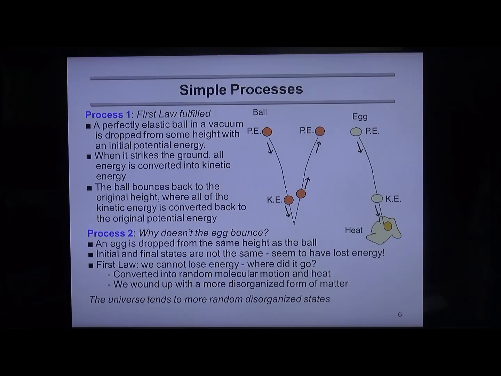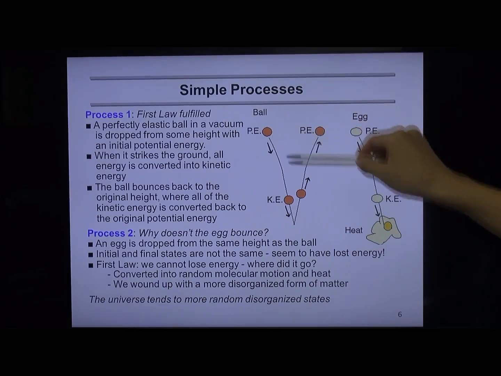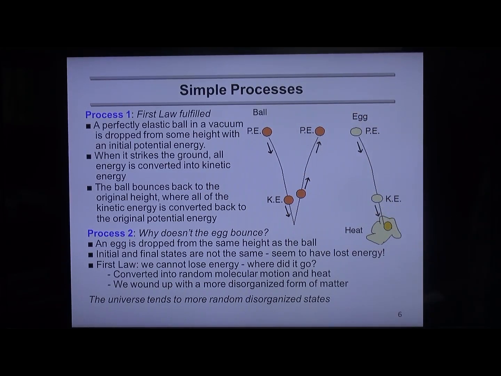But what if we drop an egg from a certain height? The egg does not bounce back. It just goes boom, right? Why? Initial and final states are the same. Energy is conserved. Initial and final states are not the same. Right? It has some energy, potential energy, but now, where is the energy? Energy should be conserved, according to the first law of thermodynamics, right?